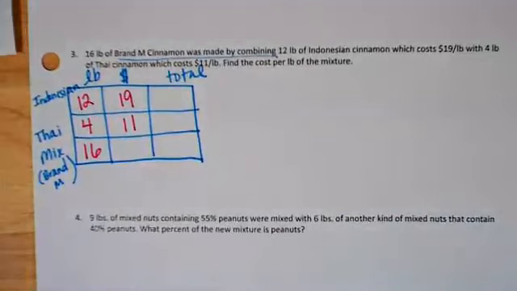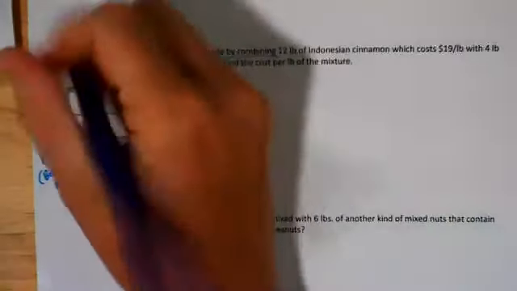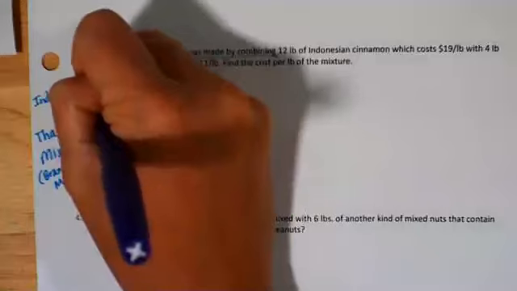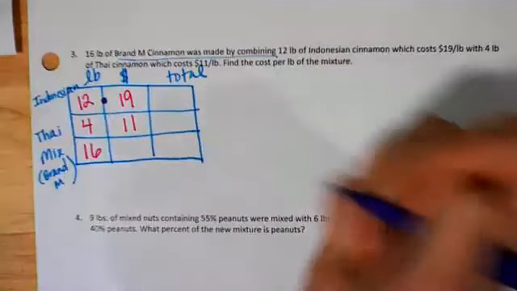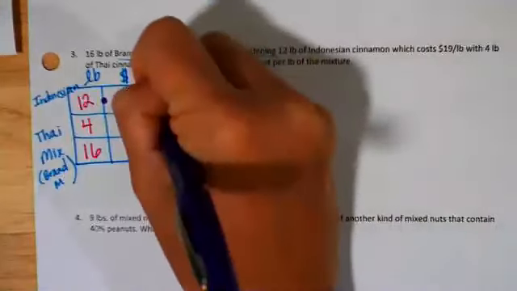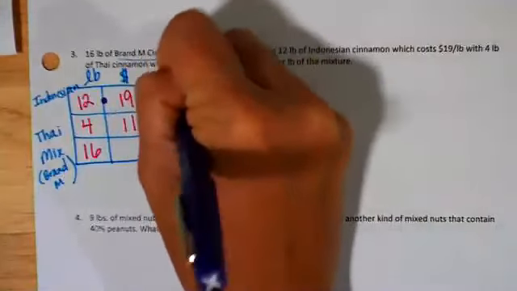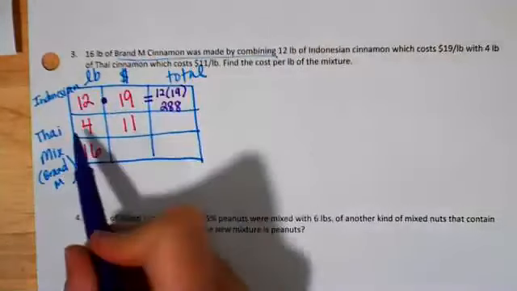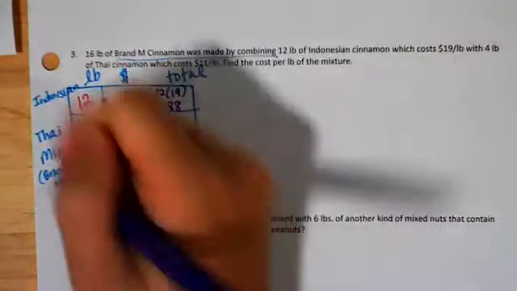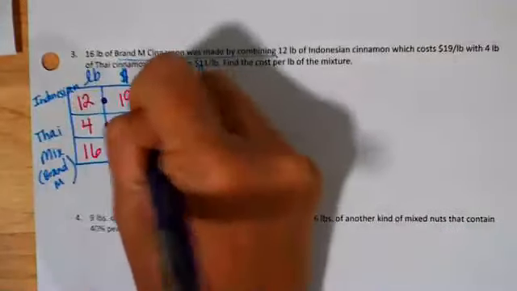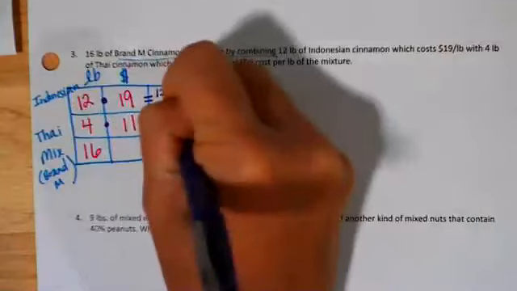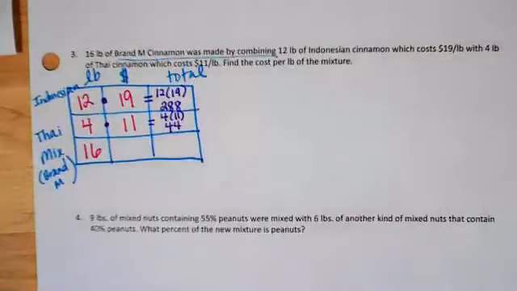As we work across, we're going to be multiplying here. So 12 times 19 is going to equal 288. And then working our way across in the second row, 4 times 11 is going to equal 44.